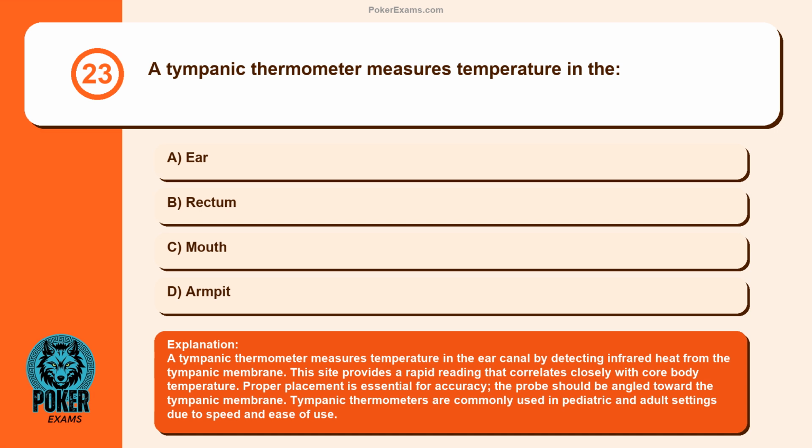A tympanic thermometer measures temperature in the ear canal by detecting infrared heat from the tympanic membrane. This site provides a rapid reading that correlates closely with core body temperature. Proper placement is essential for accuracy. The probe should be angled toward the tympanic membrane. Tympanic thermometers are commonly used in pediatric and adult settings due to speed and ease of use.